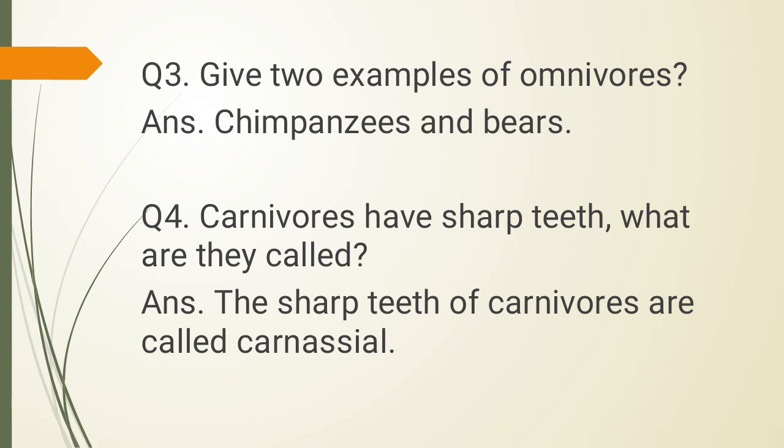This is the spelling of chimpanzees: C-H-I-M-P-A-N-Z-E-E-S. Chimpanzees and bears, B-E-A-R-S, bears. So these are the 2 examples of omnivores.